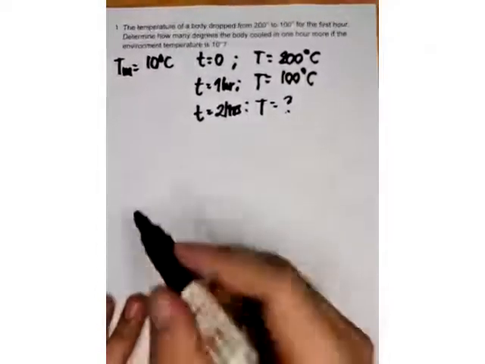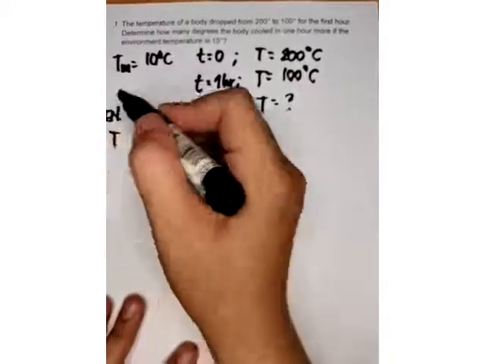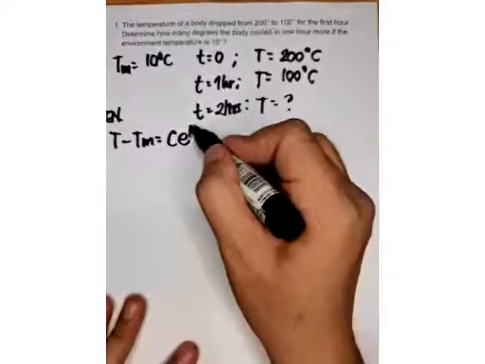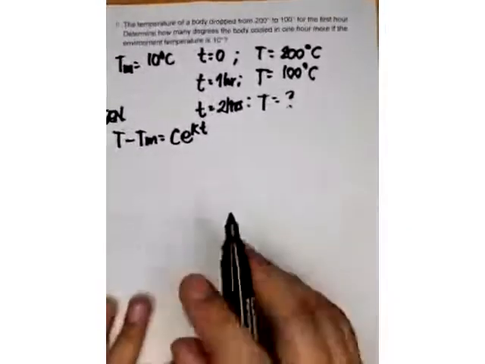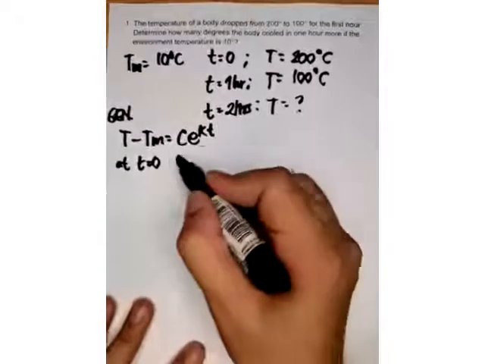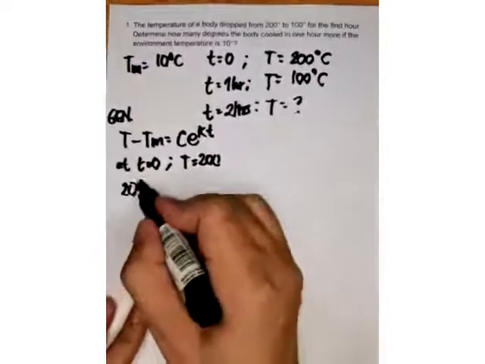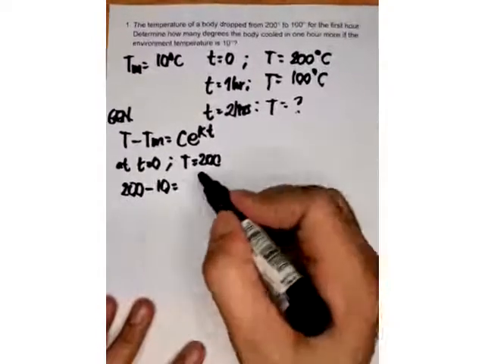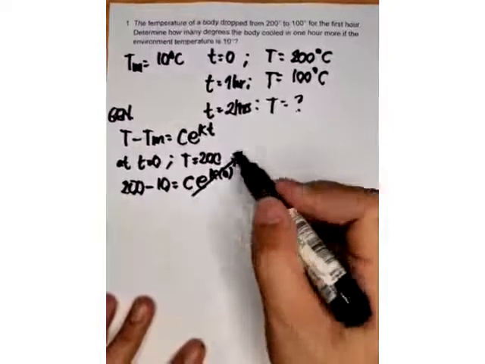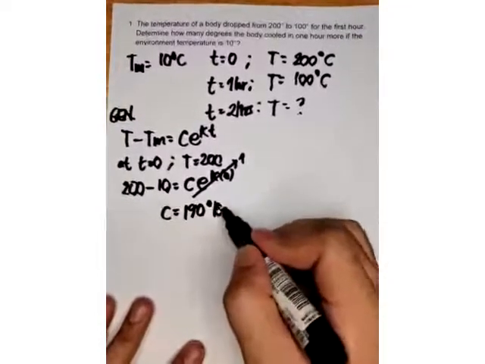Okay, so what's our formula? The general form is T minus Tm is equal to Ce raised to Kt. Now let's apply the two conditions. At t equal to 0, the temperature is 200. Therefore, 200 minus 10 is equal to Ce raised to K times 0. But this is 1. So therefore, C is 190 degrees Celsius.